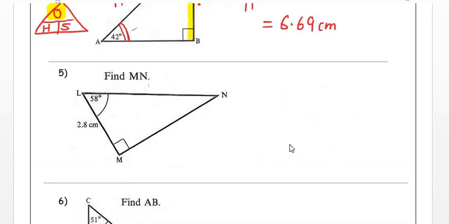Question number 5. Now better first name the sides. I will not name them, I just want to tell you what you have to do. You will mark this angle, right? Put a question mark. MN we don't know, so put a question mark here.